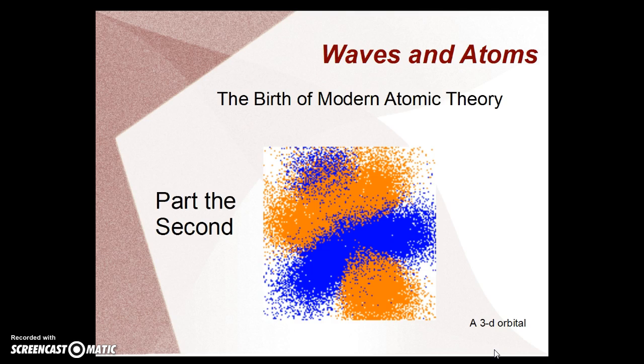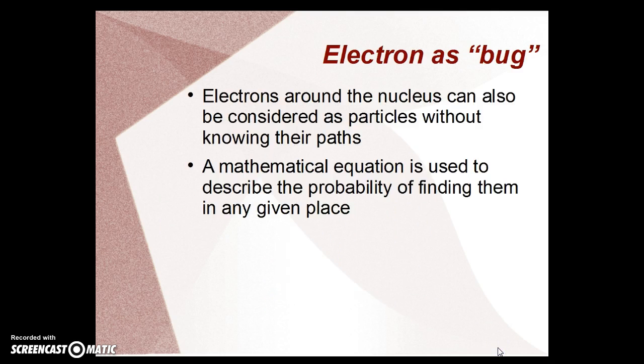And so we went into the notion of the electron as acting as both wave and particle, and we left off with the notion that the electron is really kind of behaving like a mosquito bug whose path is unpredictable, but whose probability we can determine. So we're considering the electron as a kind of very, very tiny bug, a particle that we can't know the path of. However, we can get a mathematical equation to describe the probability of finding the electron in any given place.